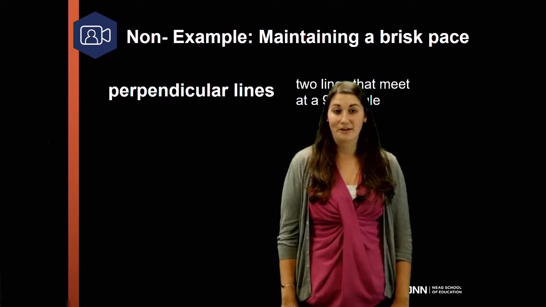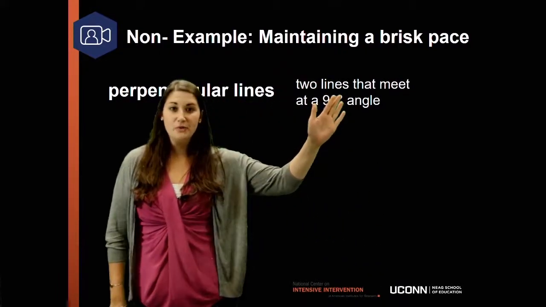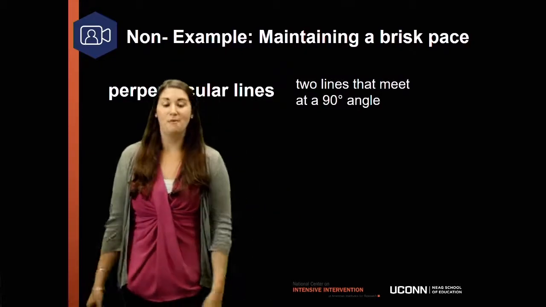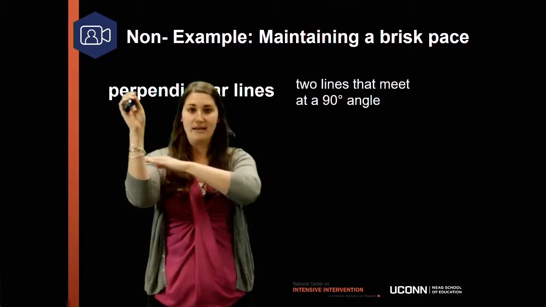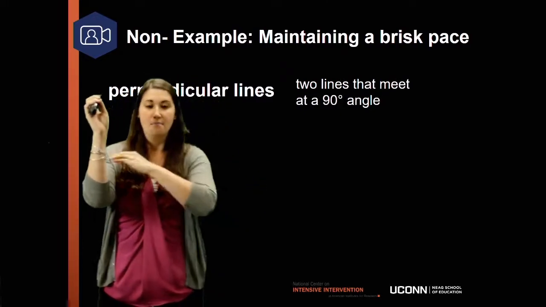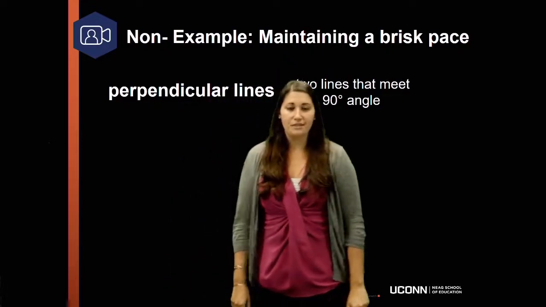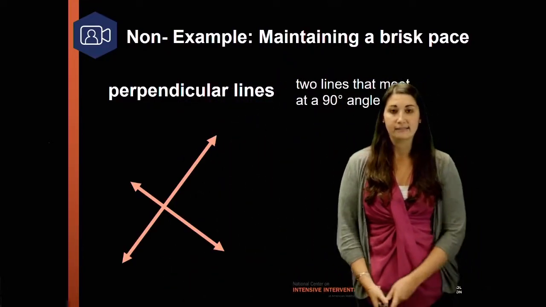Today, we will be learning about perpendicular lines. Perpendicular lines are two lines that meet at a 90-degree angle. And remember, we talked about what a 90-degree angle is. It's when two lines meet and form a 90-degree or right angle. Remember, we've measured with our protractors? All right. So let's go through these examples and decide whether or not they are examples of perpendicular lines.